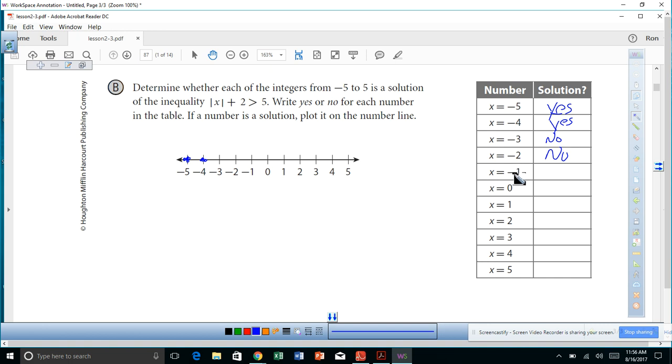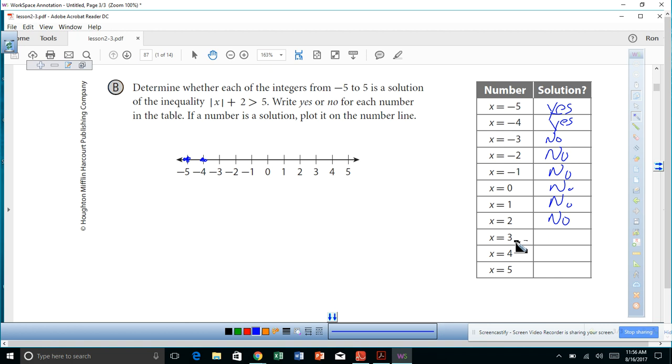-1, that would be 1 plus 2 is 3. That's no. 0, the absolute value of 0 is 0. 0 plus 2 is 2. No. 1, well, the absolute value of 1 is 1. 1 plus 2 is 3. That is not greater, so that's no. 2, the absolute value of 2 is 2. 2 plus 2 is 4. It is not greater, so that's no.